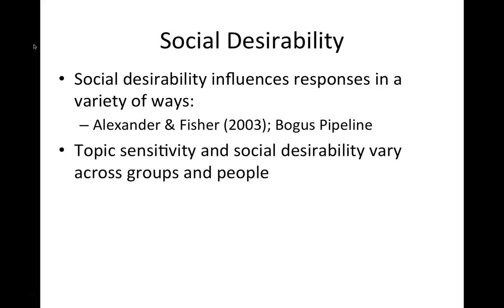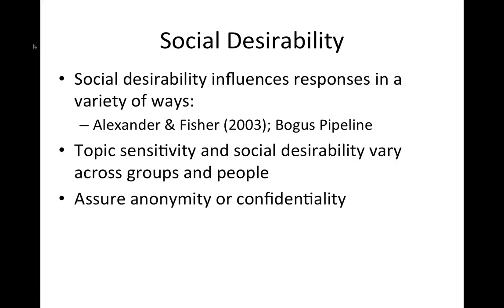This may vary quite a bit for different samples of people. So topic sensitivity and social desirability vary across groups and people. We can try and minimize these effects by assuring anonymity and confidentiality. Some people will measure it and use really standard measures of social desirability. I've put that in a few scales. I've honestly never looked at it.